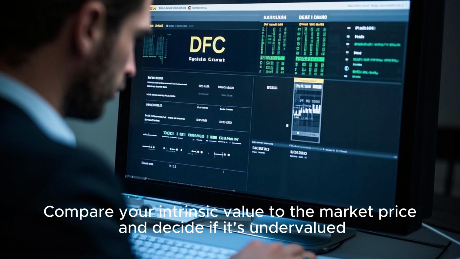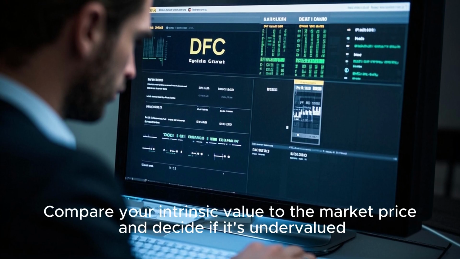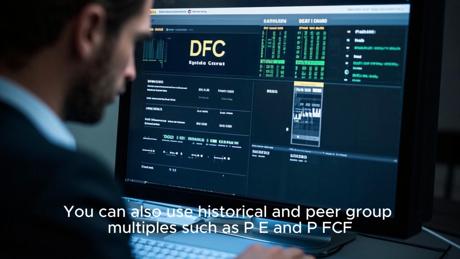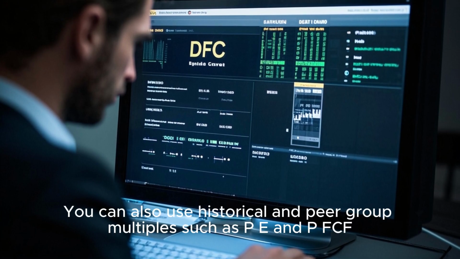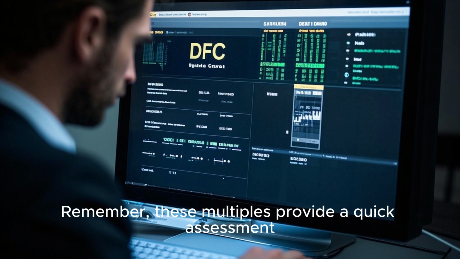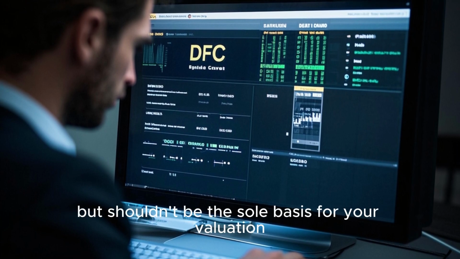Compare your intrinsic value to the market price and decide if it's undervalued. You can also use historical and peer group multiples such as PE and PFCF to cross-check your valuation. Remember, these multiples provide a quick assessment but shouldn't be the sole basis for your valuation.